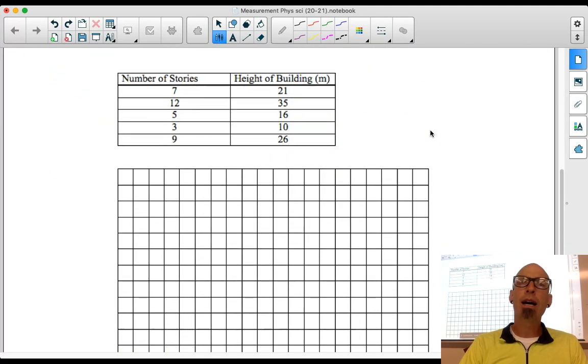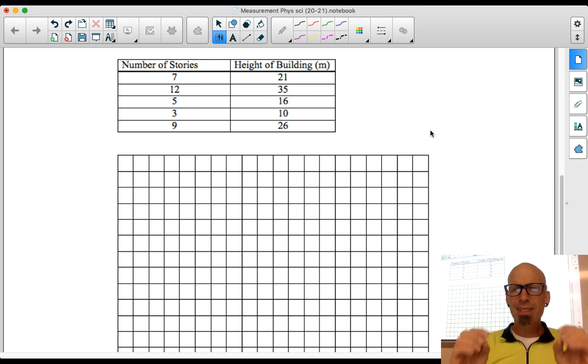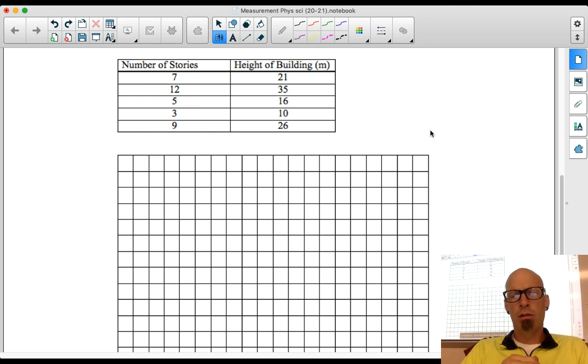Now, then I drew everybody's attention to this data right here, which was the worksheet I posted on Classroom. So we have here some data for heights of buildings in meters versus the number of stories that those buildings have. Now, the thing I asked in class was, let's say you're a hotel owner and you want to build a new hotel.